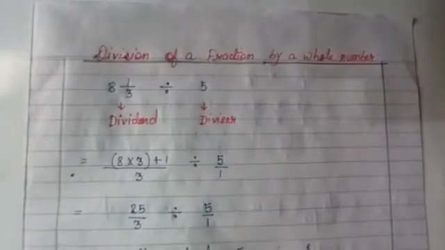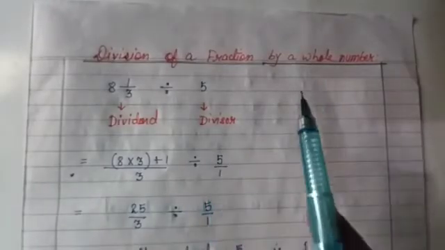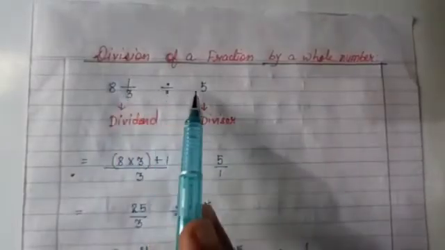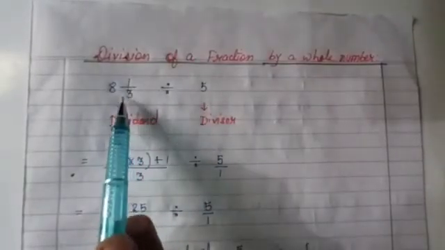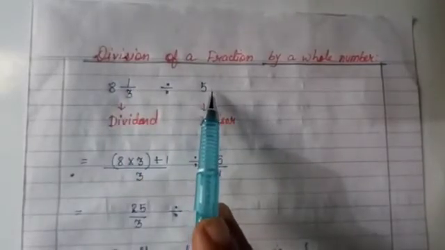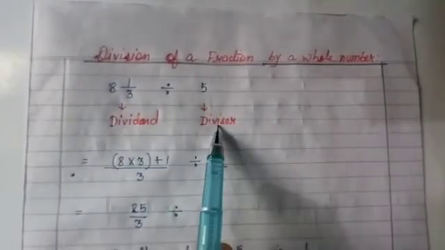Now look at another example. Division of a fraction by a whole number. Here it is 8 whole 1 upon 3 divided by 5. This 8 whole 1 upon 3, it is a mixed number, means in fraction form, and this 5, it is a whole number. This is the dividend and this is the divisor.